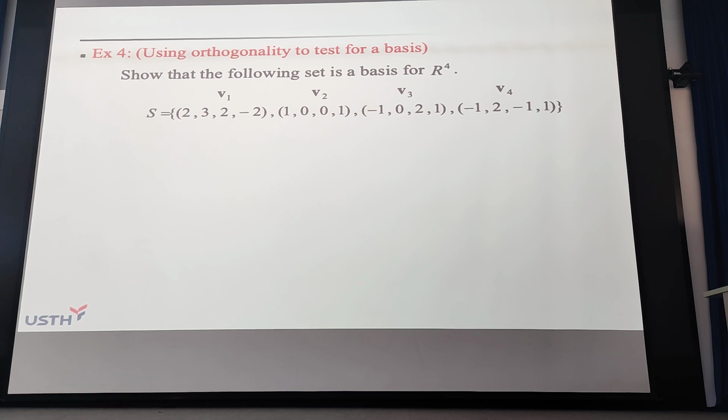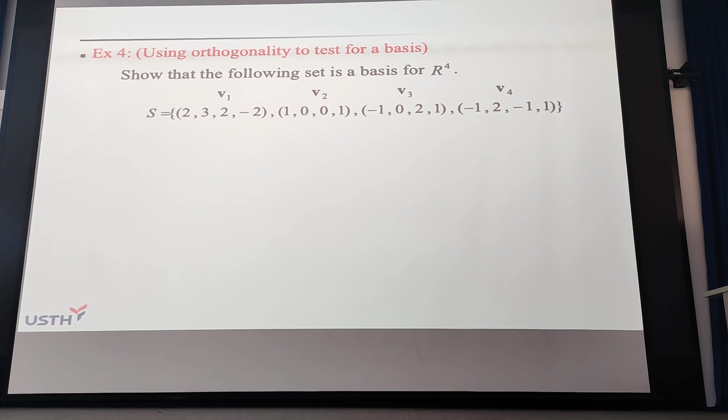Previously, in order to show that the system is a basis, you needed to show two things. The first one is that it must be a spanning set. The second one is that you need to show that the set is linearly independent.